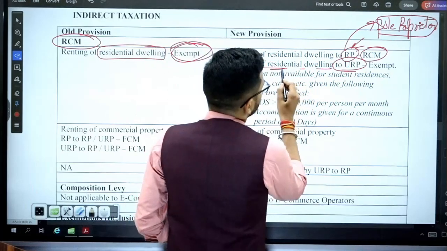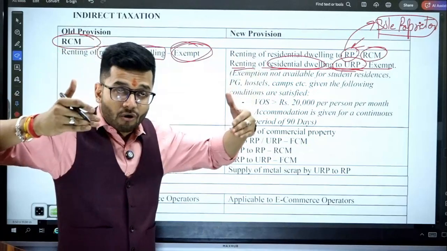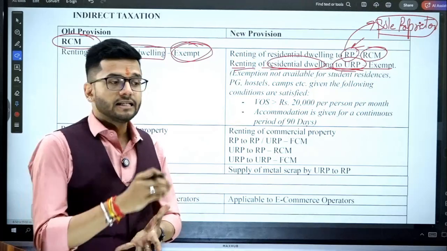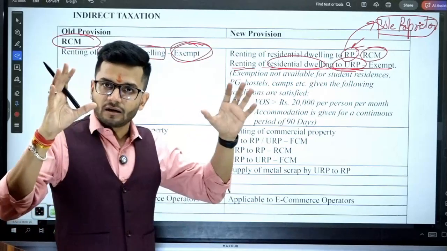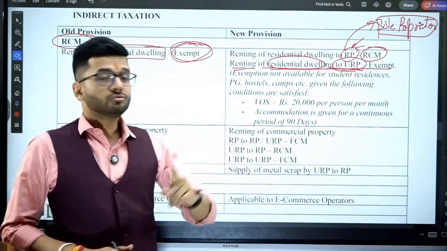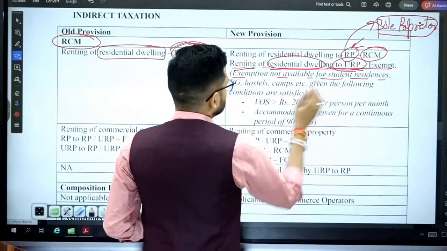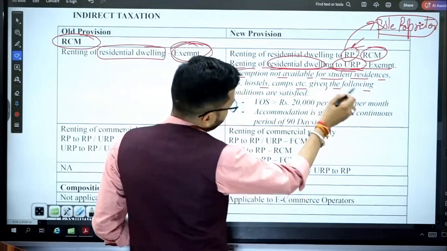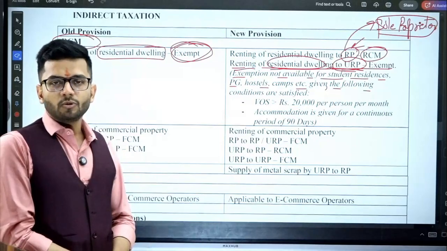Now one very important thing: renting of residential dwelling to an unregistered person, although it is exempt, the exemption has been withdrawn or curtailed for things like hostels, PGs where students are staying, camps where students are staying in bulk numbers. Although students are unregistered persons, still the exemption is not available to them. So it says exemption not available for students' residences, PG, hostels, camps, etc., if the following conditions are satisfied. If these conditions are satisfied, then the exemption is not available to the people who are running hostels.